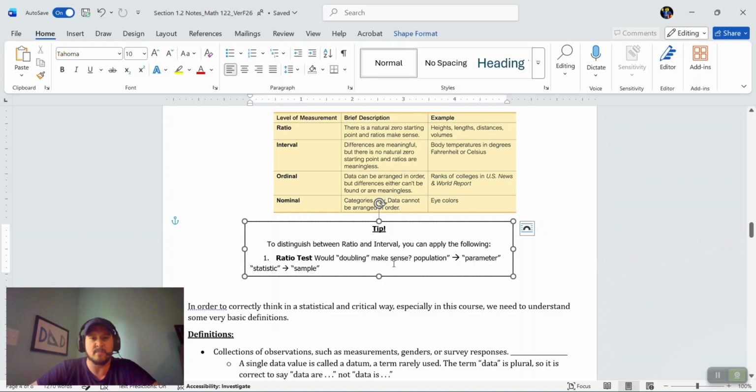All right, and so what I mean by that is if you were to take a data value and double it, would it be feasible? Would it actually have some meaning in the problem at hand, the context of it?